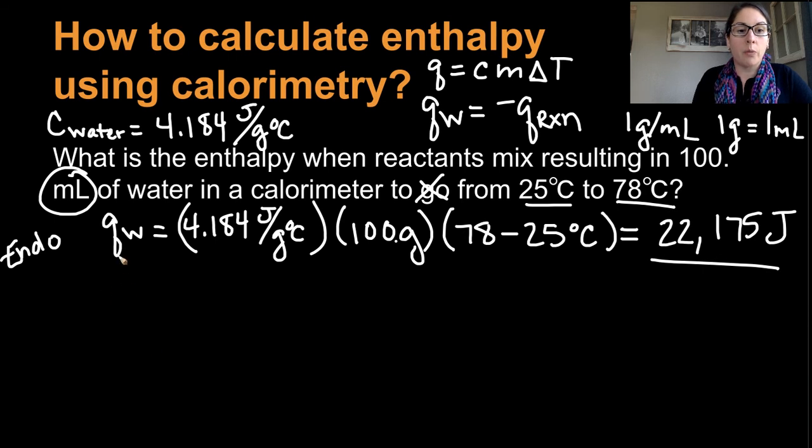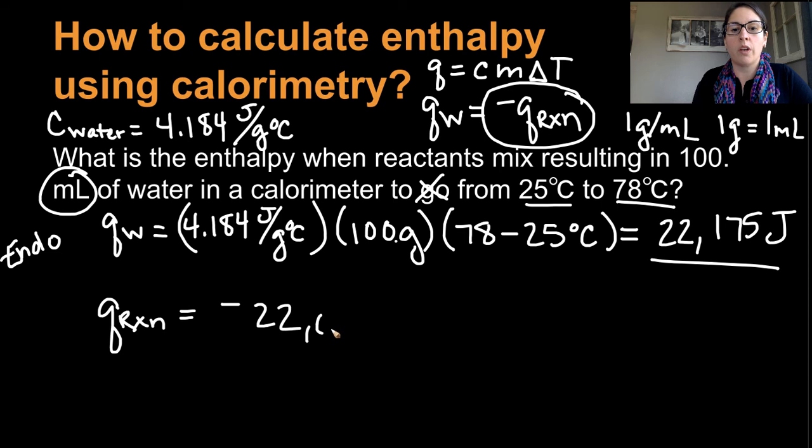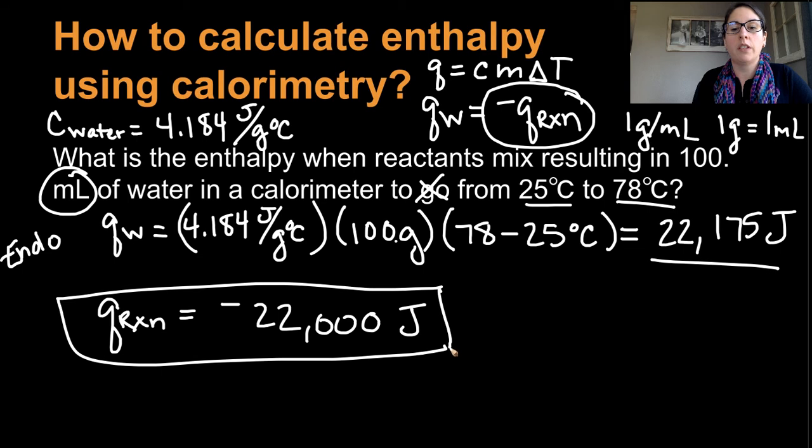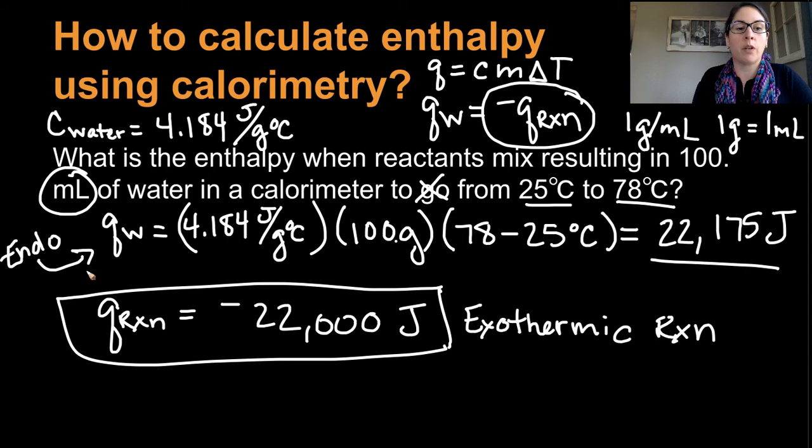So in order to find the reaction, we know that it has to be the negative value from the water. So the Q of the reaction then has to be negative, and since we started with 2 sig figs here, it'll be negative 22,000 joules. Okay. And so this reaction itself is going to be an exothermic reaction. So for every endothermic process, there will be an equivalent exothermic process, and so the endo was for the water and the exo was for the reaction itself. So that's a pretty simple one, just using the information that we know from water.